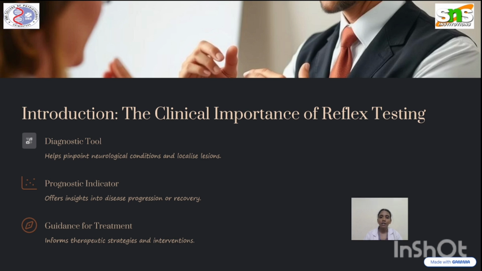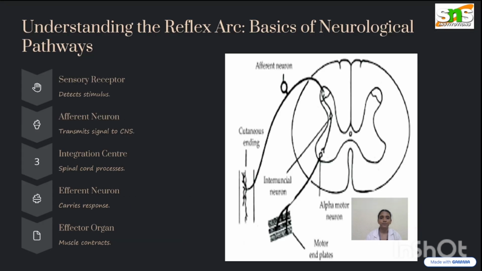Starting with the introduction, the clinical importance of reflex testing: the first one is as a diagnostic tool. Reflex testing helps us to pinpoint the neurological condition and localize where the lesion is present in the brain. Next, reflex testing acts as a prognostic indicator, which offers insights into disease progression, or we can predict the recovery of the patient. Then reflex testing acts as a guide for treatment, which informs the therapeutic strategies and also helps us to plan the goals and the means of the intervention.